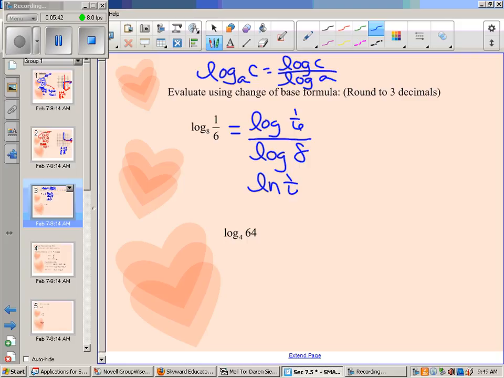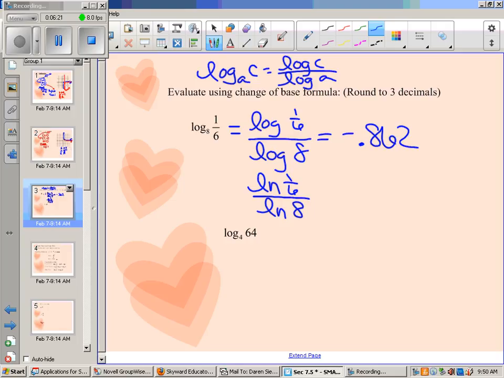I could also write ln of 1/6 over ln of 8. What base would I then be changing it to? Natural log, what's the base? Somewhat important to know this. Look on your notes. E, absolutely. So log base E is the same thing as natural log, or ln. Either way you do this, what do you get back? Negative 0.862.